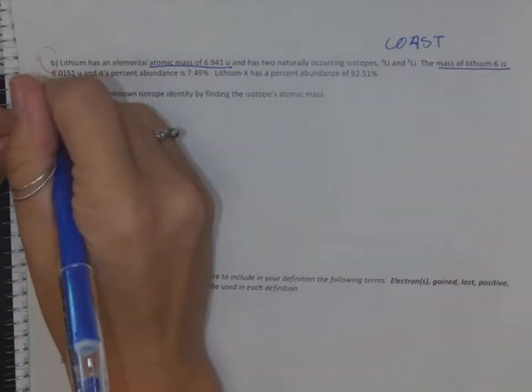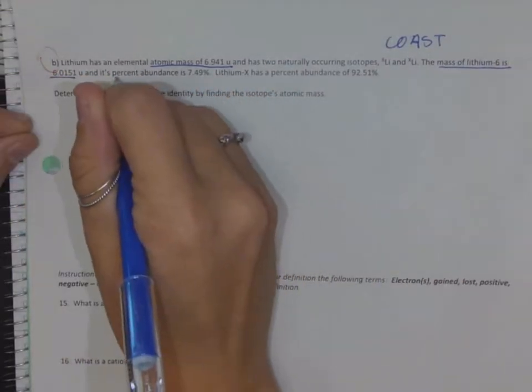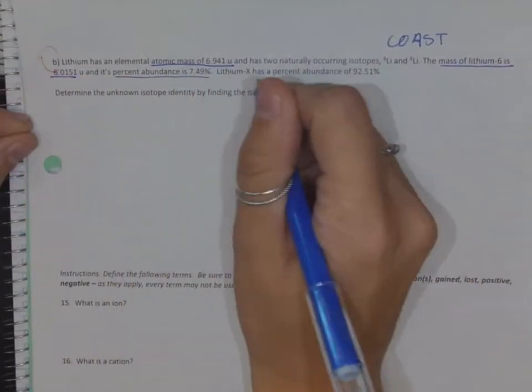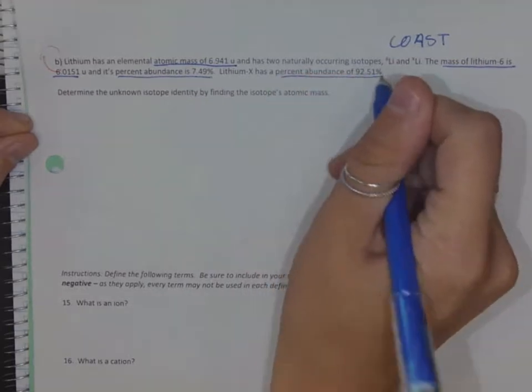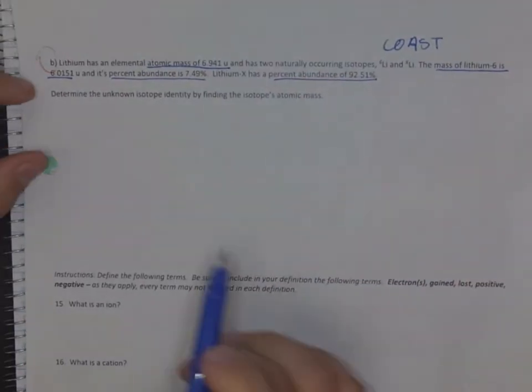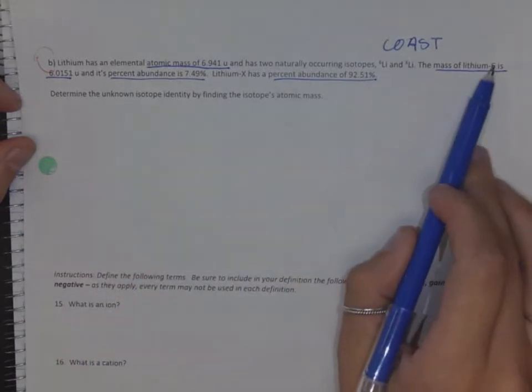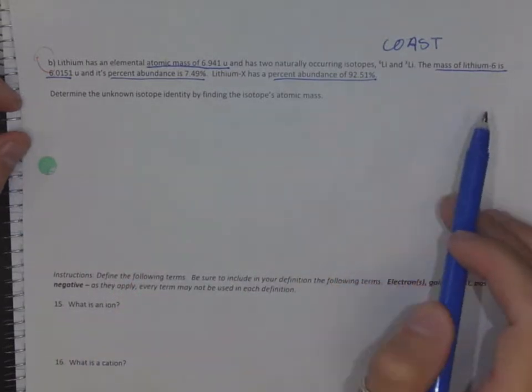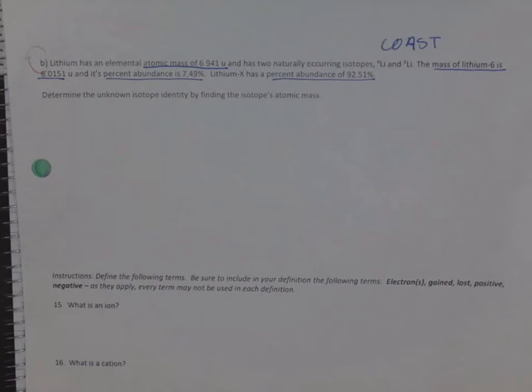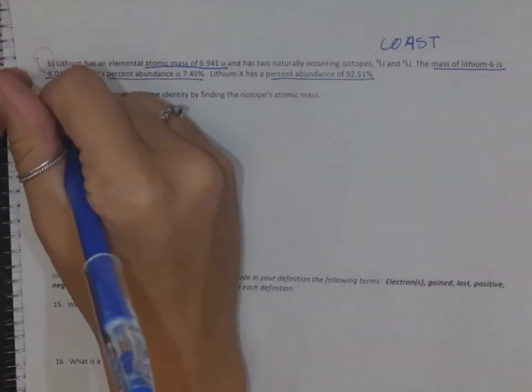Okay, so we want the mass of lithium-6. We're going to want the percent abundance, and then we want the percent abundance of the unknown. And we're going to determine the unknown isotope, and so we need the mass number, which is going to be really close to the mass of this unknown isotope. So now that I've collected, I'm going to organize this into a list of knowns and unknowns.